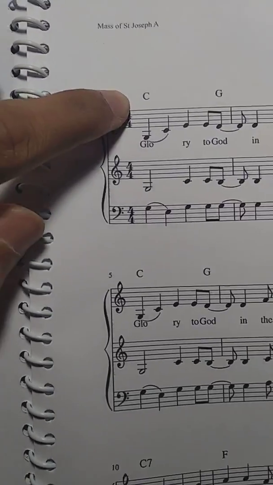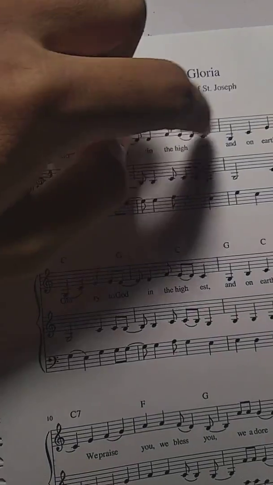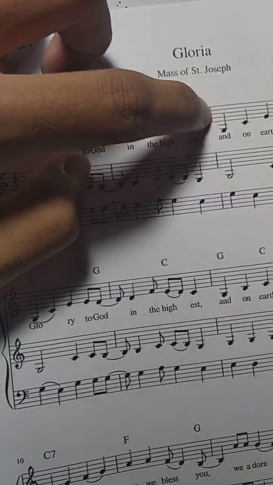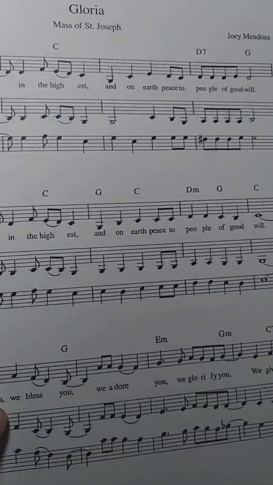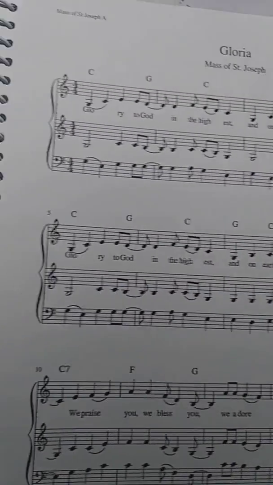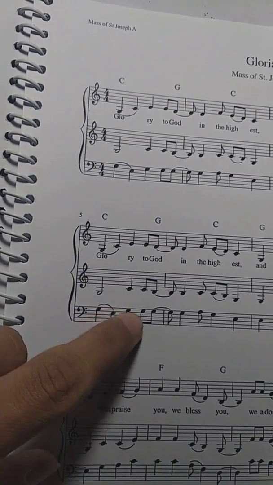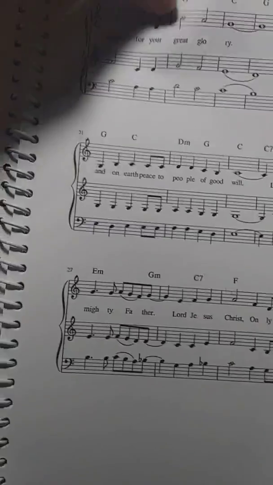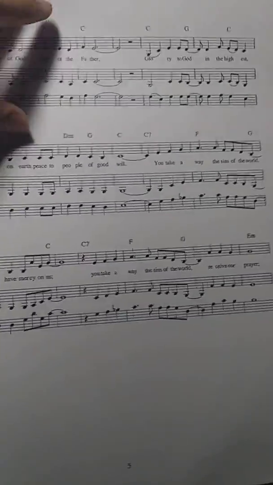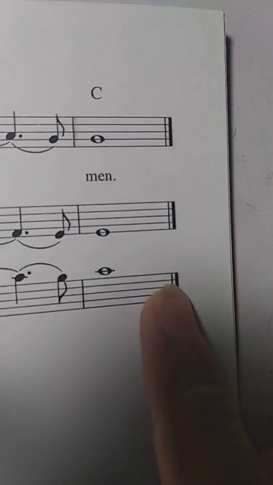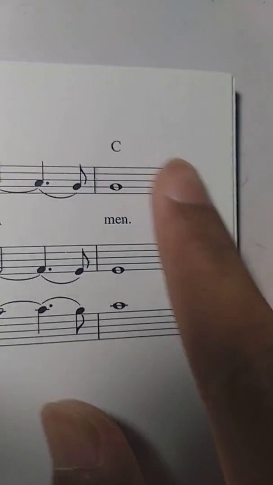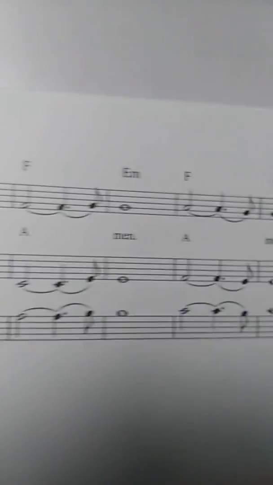It's bass clef, treble clef, time signature, the measures, the bar lines, and at the ending, this is the bar lines, and the notes, of course, the notes. Just remember, those are the notes. This is also a big musical piece, I think it's a Gloria. And if you see here, these two lines are called double bar lines.